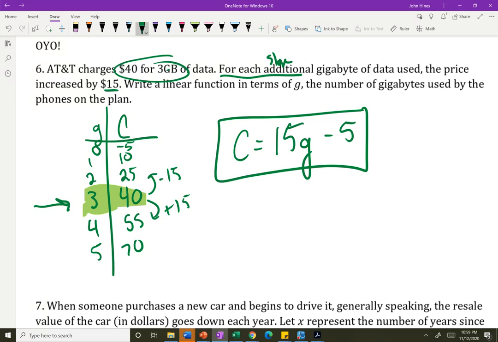So remember, we always have tables at our disposal. We can always use tables to figure out the rate of change and the y-intercept by just applying that repeated addition.